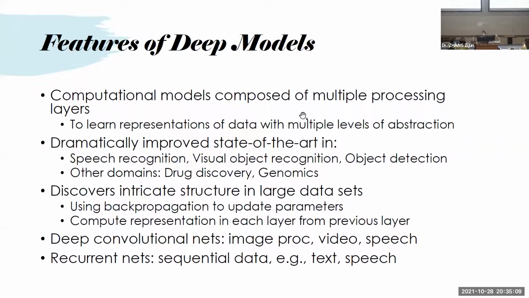First, a deep model is computationally composed of multiple processing layers. It's deeper. So it learns representations of data with multiple levels of abstraction. What do multiple levels of abstraction mean? In an image, the original data, each element in the image is a pixel. And the convolution is a weighted average process. The kernel in the convolutional neural network is a set of weights. So we're actually taking the weighted average of pixels in a patch.